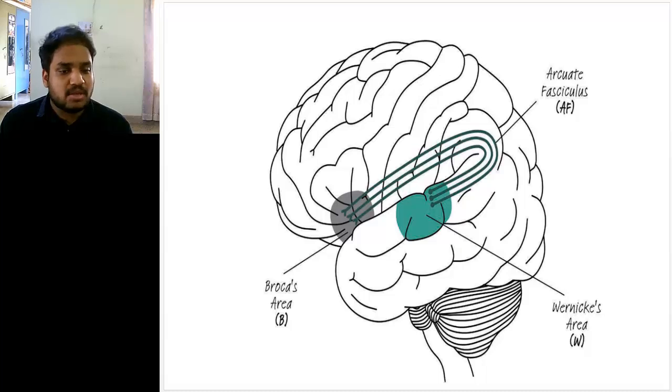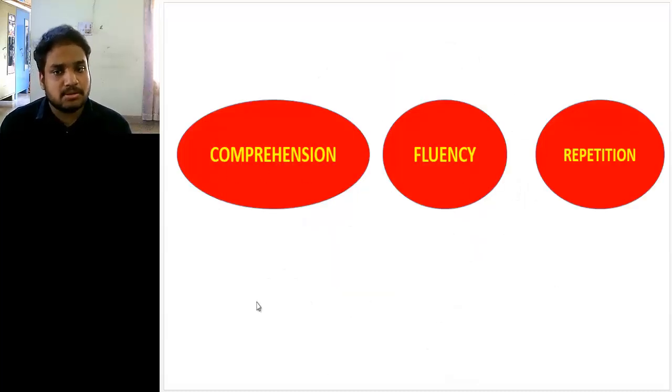Now another term is global aphasia. What is global aphasia? Simple. All these three are impaired. Comprehension is impaired, fluency is impaired, repetition is impaired. How does it occur? When there is a large insult to the brain, that will knock out all the language areas, right? If all the language areas are gone, you will have a global aphasia. The person is not able to understand, not able to speak out, right? So that is global aphasia.